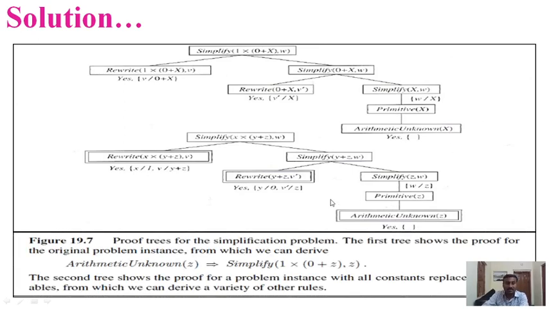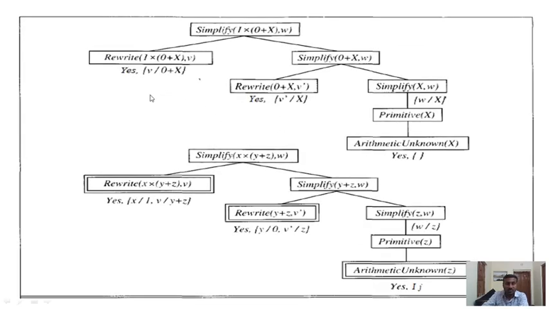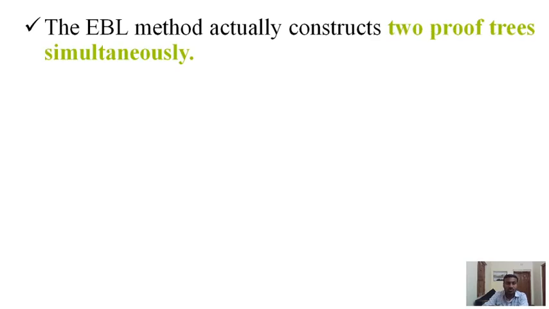So there are two ways we can apply this concept. Two tree structures are there, and based on these two tree structures, we give the proof. The explanation based learning method actually constructs two proof trees simultaneously. For explaining that example, explanation based learning gives two proofs, and the two tree structures are given here simultaneously.